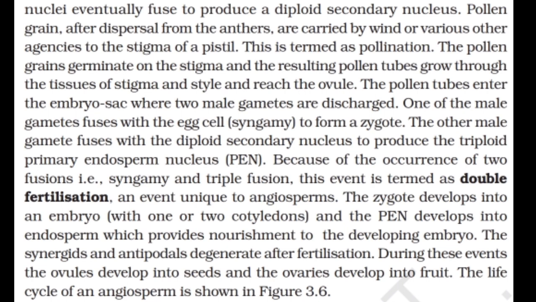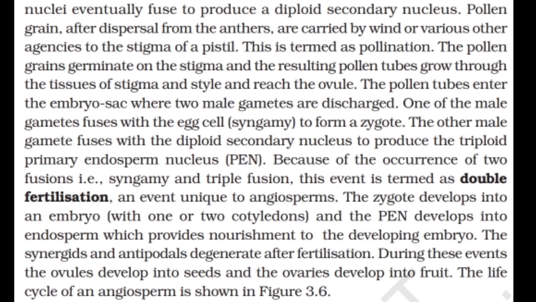Pollen grains after dispersal from the anthers are carried by wind or various other agencies to the stigma of a pistil. This is termed pollination. The pollen grains germinate on the stigma and the resulting pollen tube grows through the tissue of stigma and style and reaches the ovule. The pollen tubes enter the embryo sac where 2 male gametes are discharged. One of the male gametes fuses with the egg cell (syngamy) to form a zygote. The other male gamete fuses with the diploid secondary nucleus to produce the triploid primary endosperm nucleus (PEN).